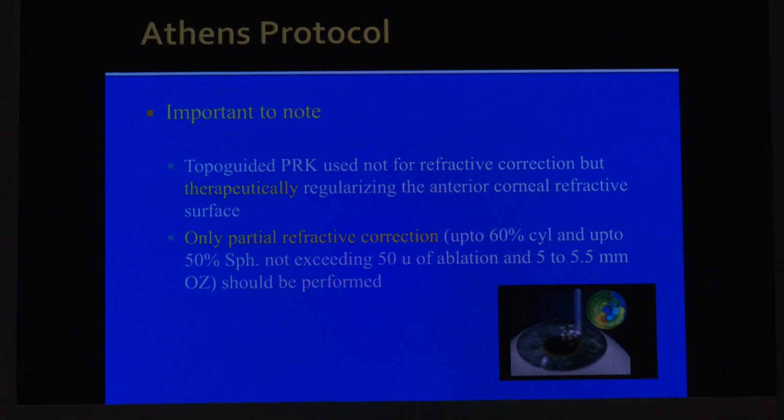But it is important to note that in this topo-guided PRK, it is not a refractive correction treatment, but it is a therapeutically regularizing module only to improve the functional vision of this patient. So we are not looking at refractive correction. We have to always stay within the bracket of 40 to 50 microns of ablation and not more than that.